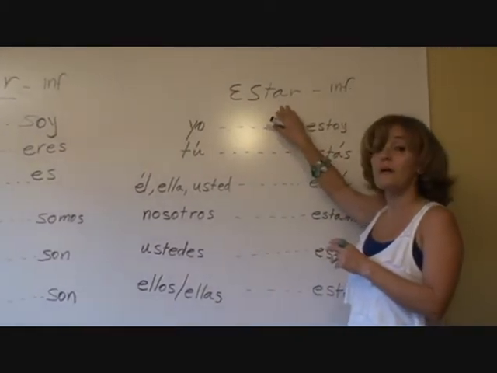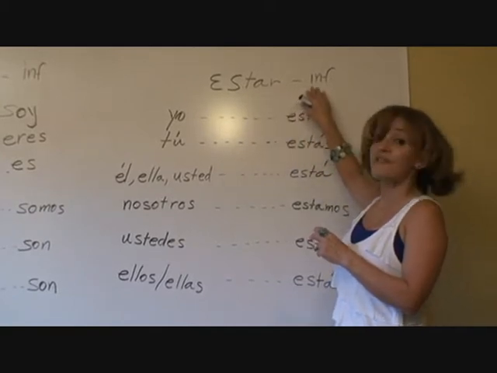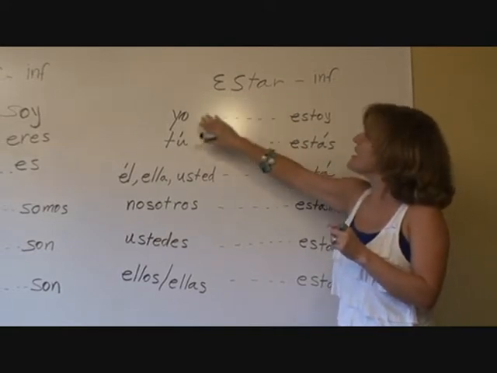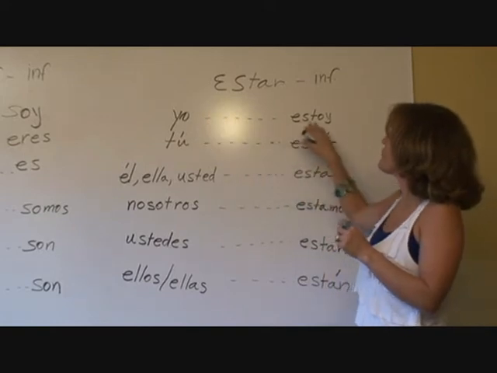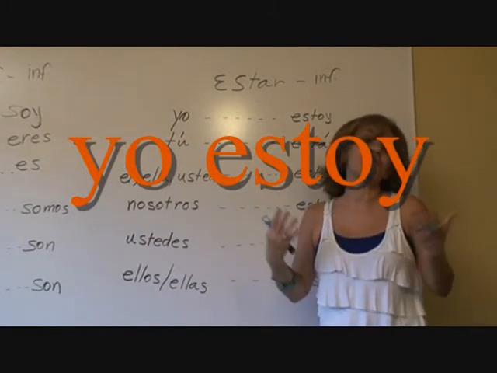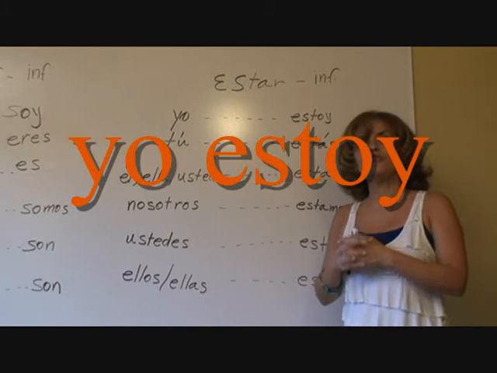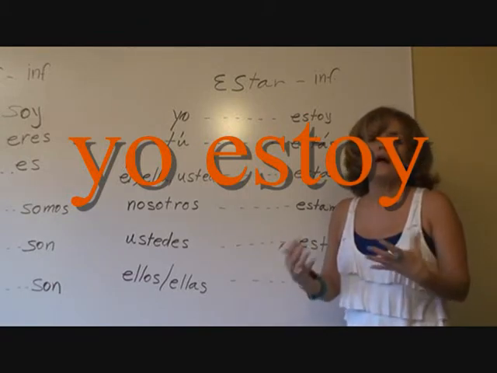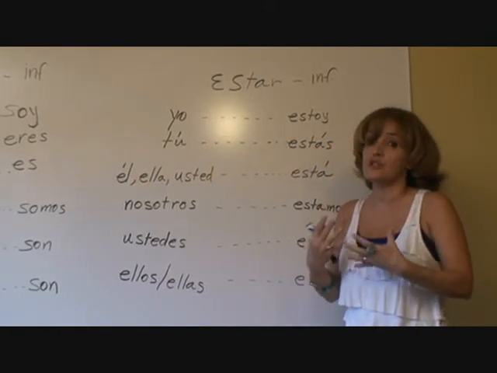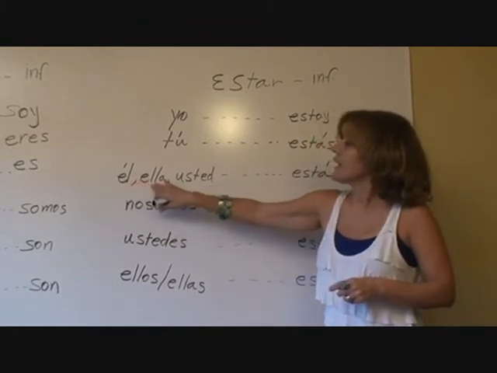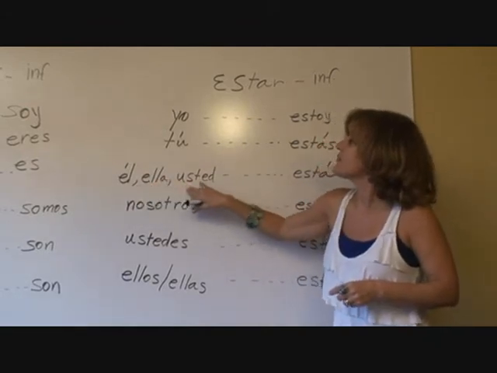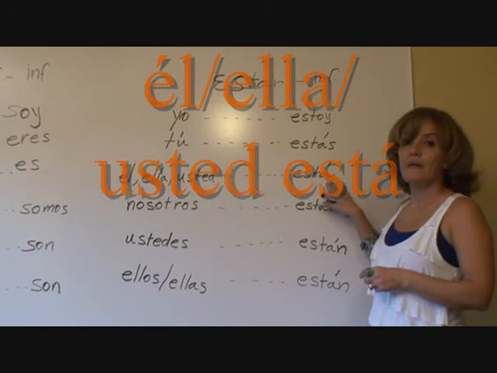Estar, in its basic form, in the infinitive form, is estar. To conjugate, again, is when each subject here takes its own form. For yo: yo estoy en la escuela. Yo estoy nerviosa porque tengo un examen. I'm nervous because I have a test. Here's your temporary condition or state of being. Él, ella, and usted, these three subjects, take está.